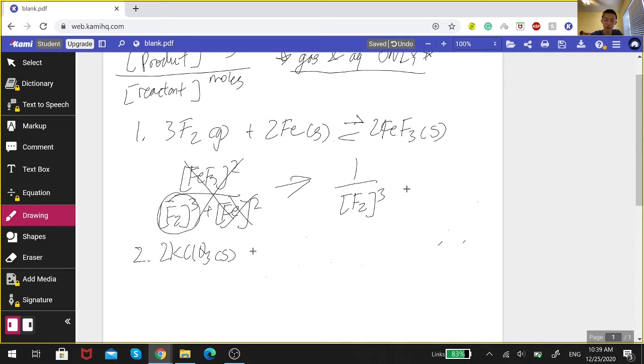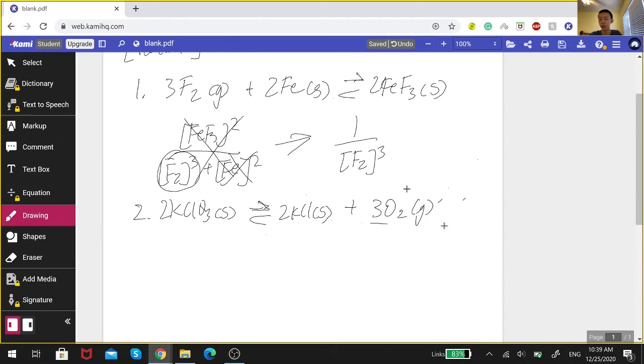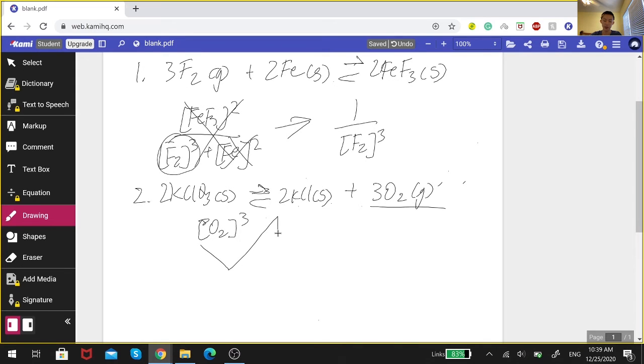2KClO3 solid, we're not going to care about that, makes 2KCl solid, we're not going to care about that, plus 3O2 gas. So in the product side, all we have is 3O2, so we're going to use concentration of O2 raised to the third power divided by 1, which is the same thing because there are no gas reactants on the reactant side.